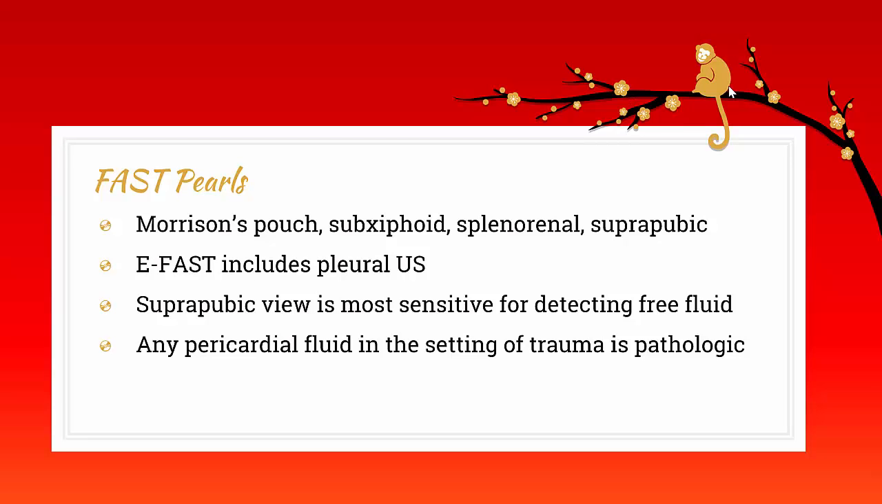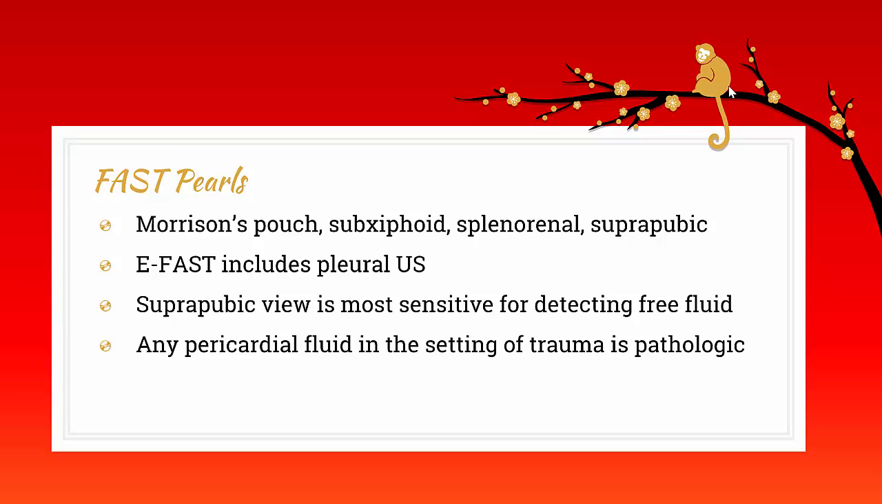Next, let's talk about FAST exam and trauma. Remember, your FAST exam is going to include 4 key views, which we're going to go over shortly. These are Morrison's pouch, or the hepatorenal flexure, the splenorenal flexure, subxiphoid cardiac view, and the suprapubic view, which is the most sensitive view for detecting free fluid on your FAST exam. And increasingly more common, there is the EFAST, or extended FAST exam, which includes bilateral pulmonary assessment.